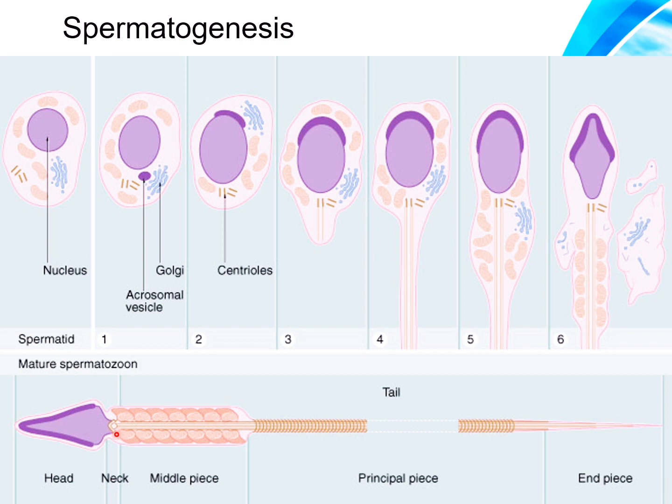So in this you can see this is the neck piece or connecting piece, where you can also see the centrioles are present. Then is the middle piece in which in the center the axoneme is present, and helically wrapped mitochondria are present. Then the last piece, which is the principal piece, and then the end piece. So these are the different phases of spermiogenesis.